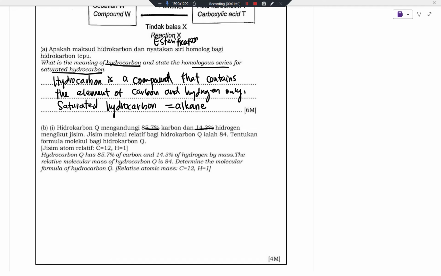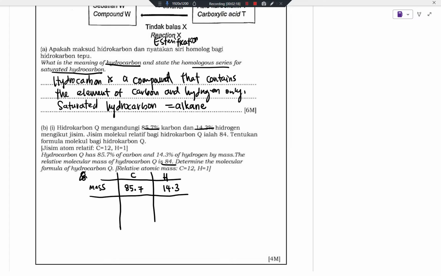Okay, right. Hydrocarbon Q contains this much carbon and this much hydrogen. Given the molecular mass is 84, determine the molecular formula. Okay, it becomes chapter 3 now. Anyway, let's do the table. This is for carbon and this is for hydrogen. This is the mass, 85.7, and this one is 14.3.